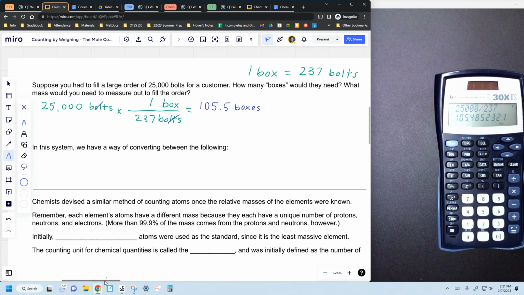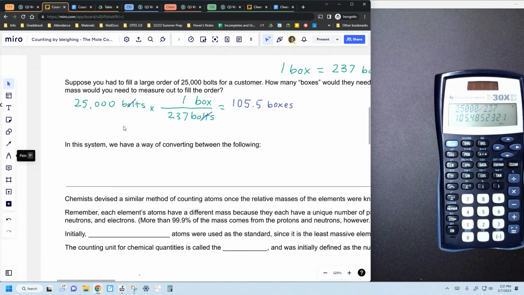So what we've done here is devised a way to count things up, especially huge quantities, okay? There's kind of 3 modes of doing this.